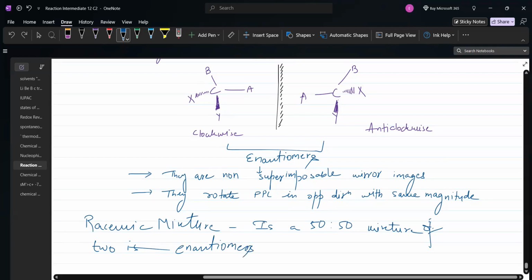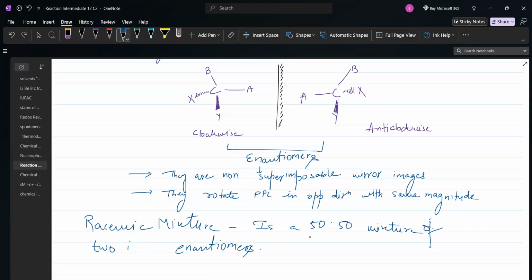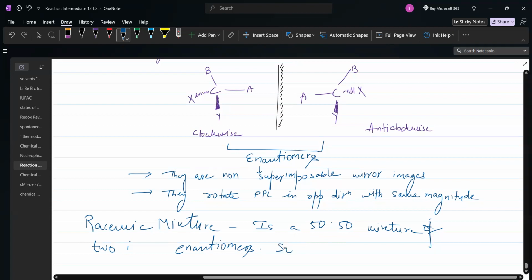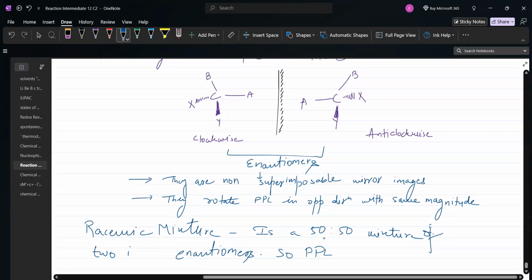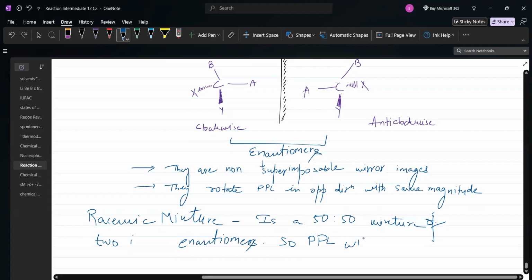Okay. So one will rotate in the positive direction, the other will rotate in the negative direction. So what will happen? They will equally cancel out each other. So the plane polarized light will not rotate.